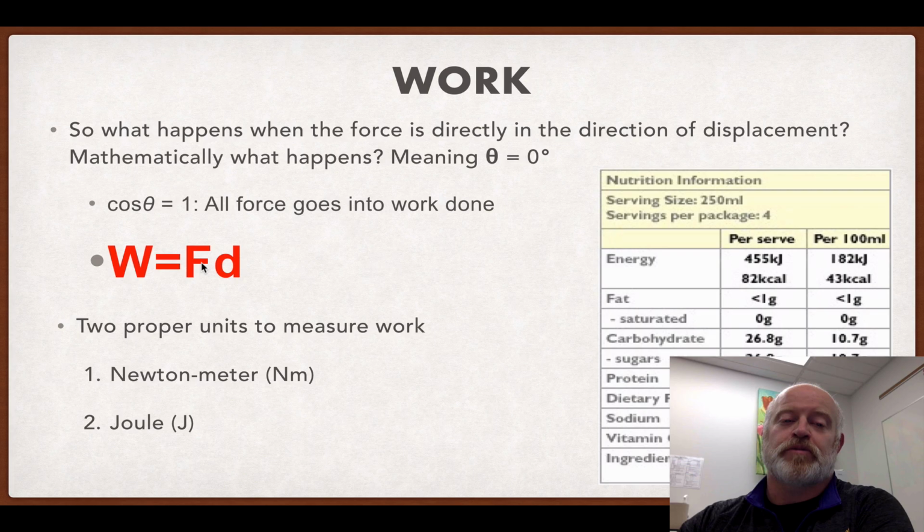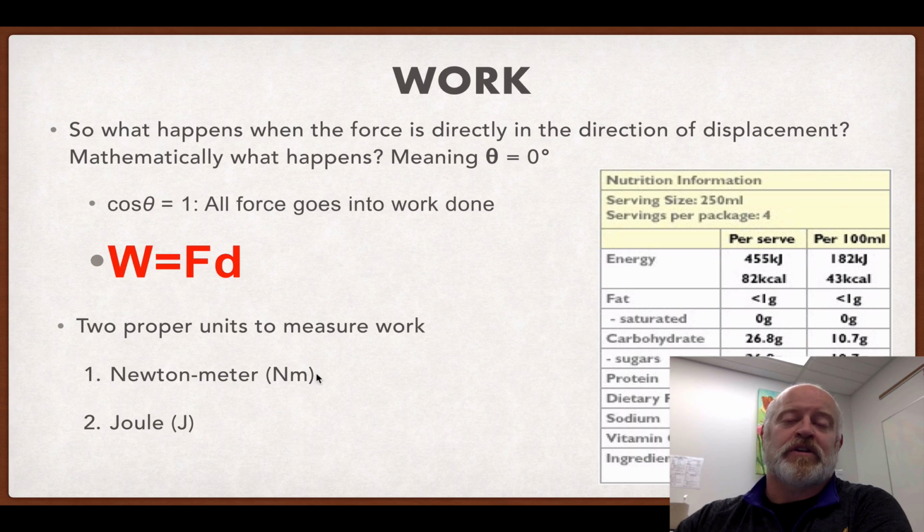You could also put in the ma in here, so work equals mass times acceleration times displacement. Now, work comes in two different acceptable ways to give it units. If we go back to our equation, we know force is a Newton, and we're applying a Newton over a certain displacement. So one proper way to label this is a Newton meter of work. It's a Newton of force over meters of displacement, so a Newton meter.